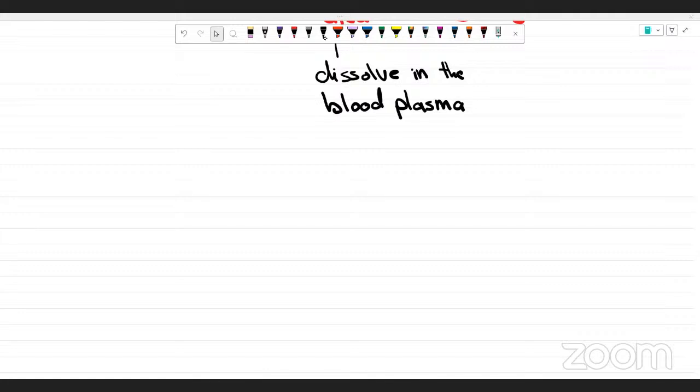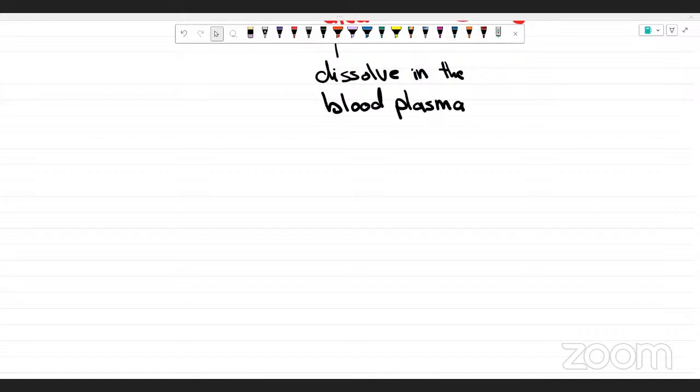And which goes to another structure called the bladder. There is one more tubular structure which carries the urine out of the body, which is called the urethra. Is it clear?